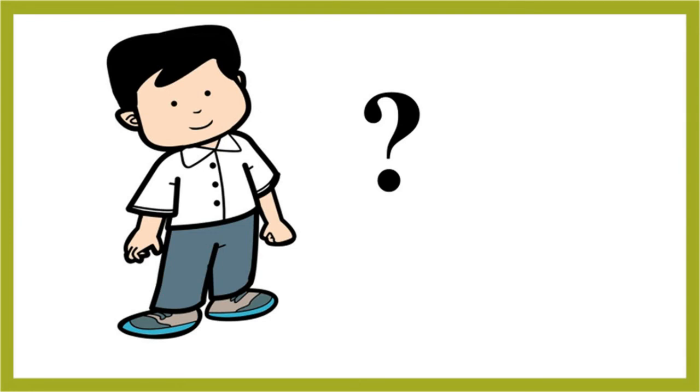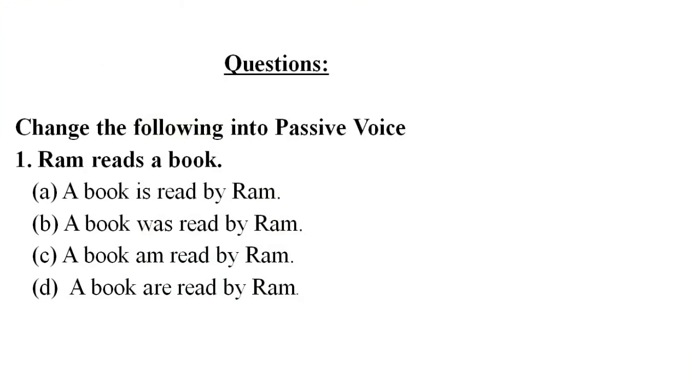So dear student, let's check your understanding. Change the following into passive voice. Question number 1. Ram reads a book. Options are: a book is read by Ram, a book was read by Ram, a book am read by Ram, a book are read by Ram. Correct option is: a book is read by Ram.